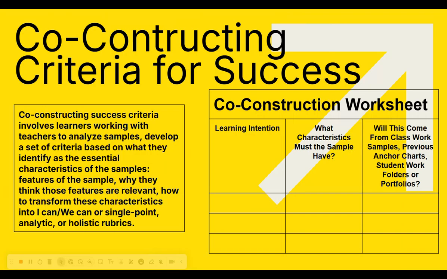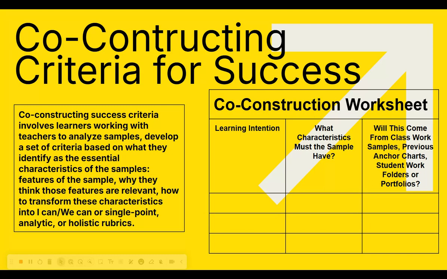And the last one we're going to talk about is co-constructing criteria for success. This one may take a little bit longer to do, but I can tell you it's powerful when you can build this with your students. So again, co-constructing success criteria involves learners working with teachers to analyze samples, develop a set of criteria based on what they identify as the essential characteristics of these samples, its features, why they think those features are relevant, how they can transform these characteristics into I can or we can statements or single point, analytic, or holistic rubrics. So again, doing this together, you can co-construct those criteria for success.